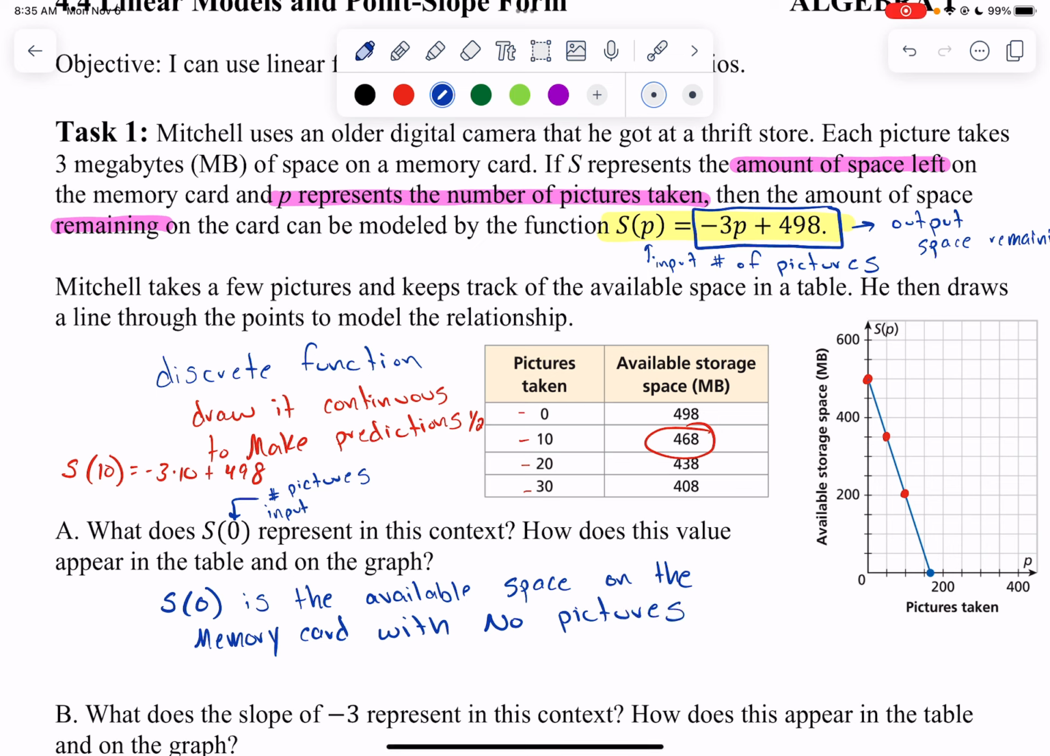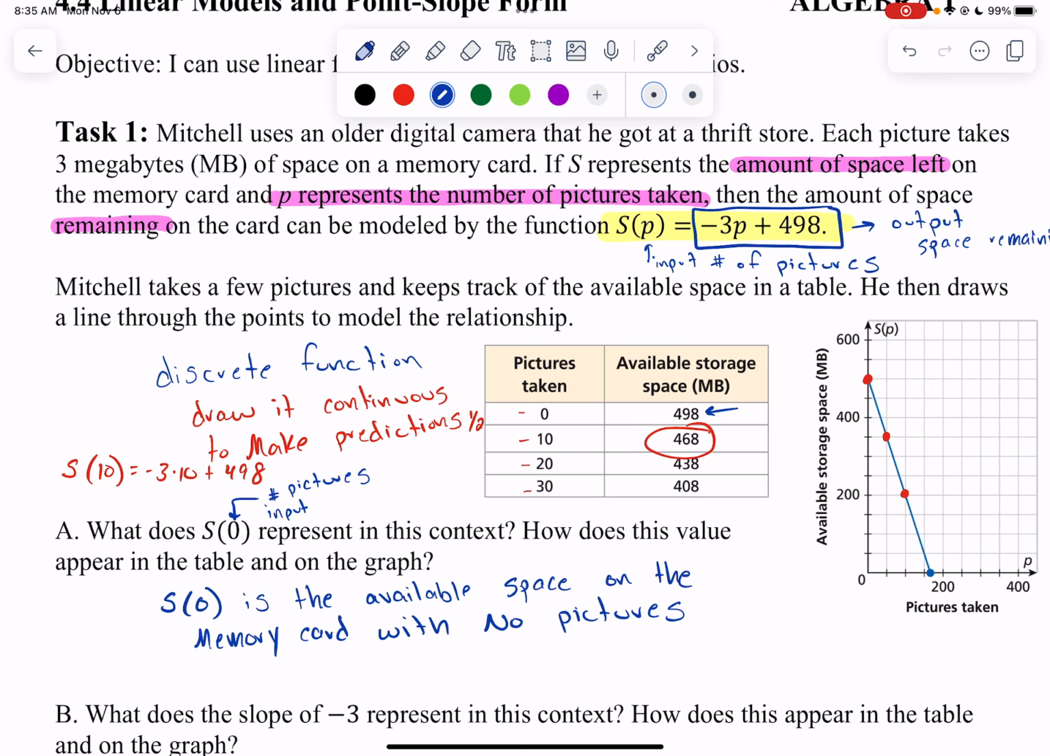Like before you put any pictures or anything on it, fresh from the store, it had 498 megabytes. It was probably sold as a 500, but there's normally always a couple megabytes that are used for informational type data on them. So a 500 megabyte storage doesn't mean you get the full 500 megabytes. It's pretty close. In this case, it's 498. So S of 0 is the available space on the memory card with no pictures.